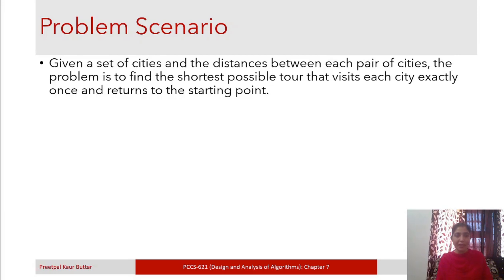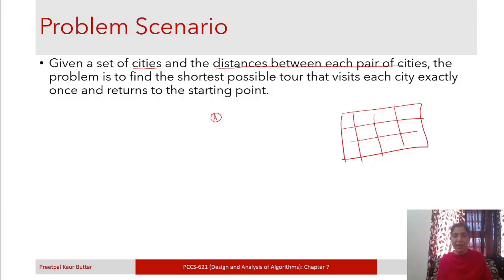We are given a set of cities and the distances between each pair of cities. It means we are given something like an adjacency matrix. We are given the distance between each city and every other city. The problem is to find the shortest possible tour that visits each city exactly once and returns to the starting point. So you have to start at some city, let us say city A, then you have to go through all the cities.